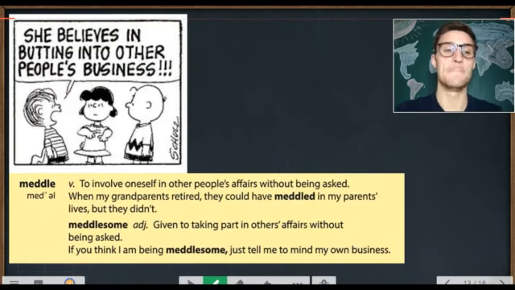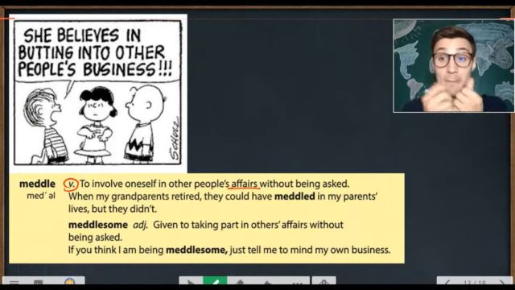Next up, it's meddle. Meddle. Now this is not the kind of medal you get when you win a race. This meddle has a verb meaning. It means to involve oneself in other people's affairs without being asked. Other people's affairs is what they're dealing with, their business, right? Not a money-making business, no, their private business, their affairs. To involve oneself in other people's affairs without being asked.